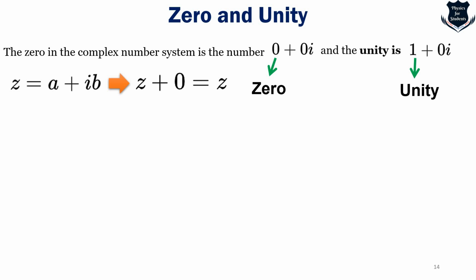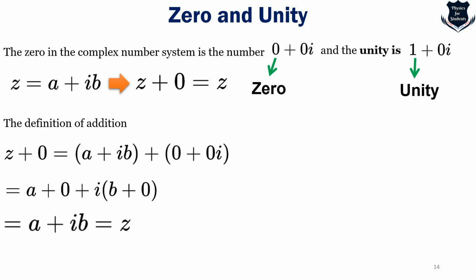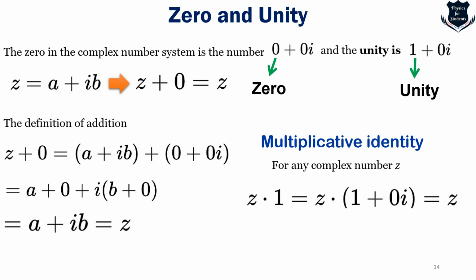So 0 is basically the additive identity in the complex number system. So for any complex number z equals a plus ib, we have z plus 0 equals z. To see this, we can use the definition of addition. Yes, we are using the definition of addition, and similarly we get this one. So we get a plus ib equals z, right? Similarly, we have the multiplicative identity in the system, since for any complex number z, we have z multiplied by 1 gives z.